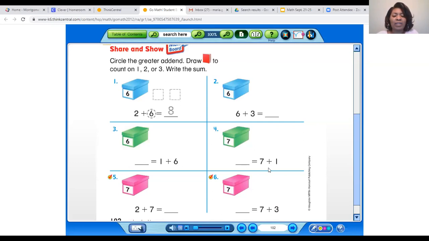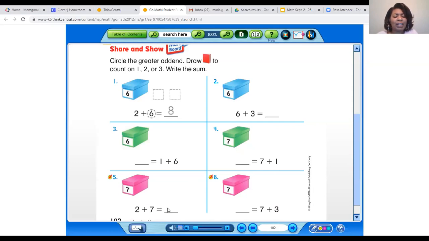Blank equals 7 plus 1. Remember, they tried to trick us, so our sum is actually going to go right here this time. So I have 7. So I can put 7 in my head because it's bigger, and I'm going to add 1 to it. 7, 8. So what is 7 plus 1 equal to? It is equal to 8. All right, number 5.